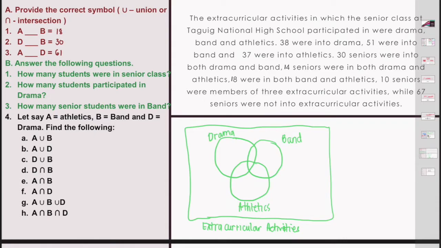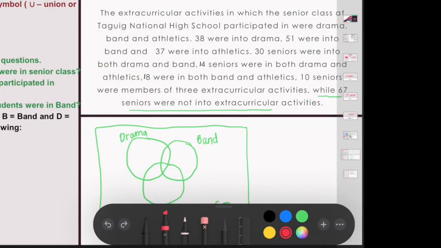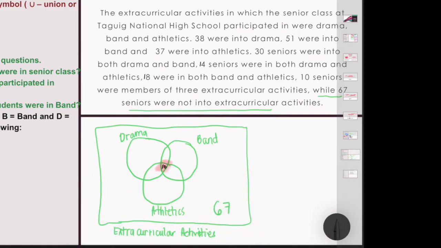And in here, our sentence is that 67 seniors were not into extracurricular activities. So, they do not belong to any of the circles. We simply have to put them outside. So, we put them here, 67. Next, we have there 10 seniors were members of the 3 extracurricular. So, find the intersection of the 3 circles there. Upon finding the intersection of the 3 circles, we can now put there 10. So, there are 10 seniors who actively joined the 3 activities.